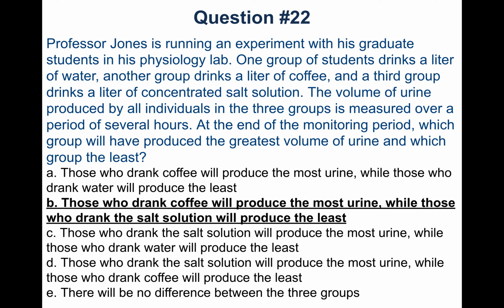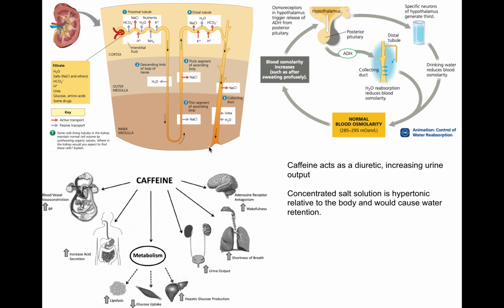Yeah, right. So you can basically knock out C, D, and E, and it takes it down to A and B. Basically those both say that drinking coffee will produce the most urine. The only difference is the least is either coming from water or the salt solution. So that should have been pretty straightforward for you guys. So this is B.